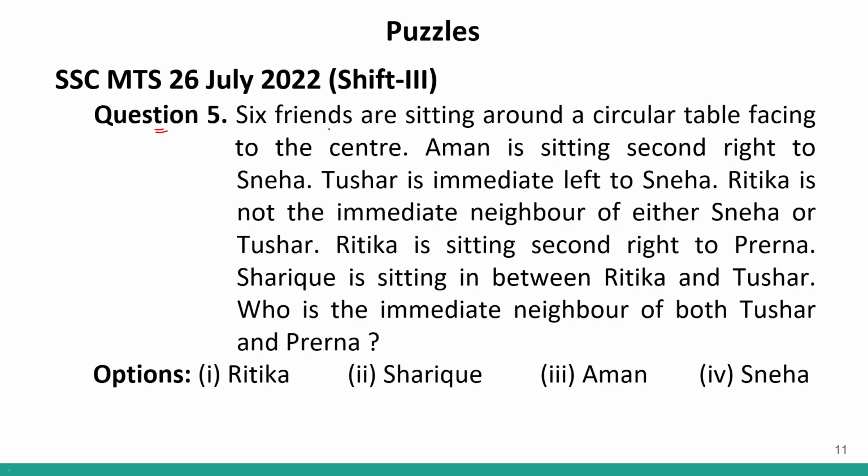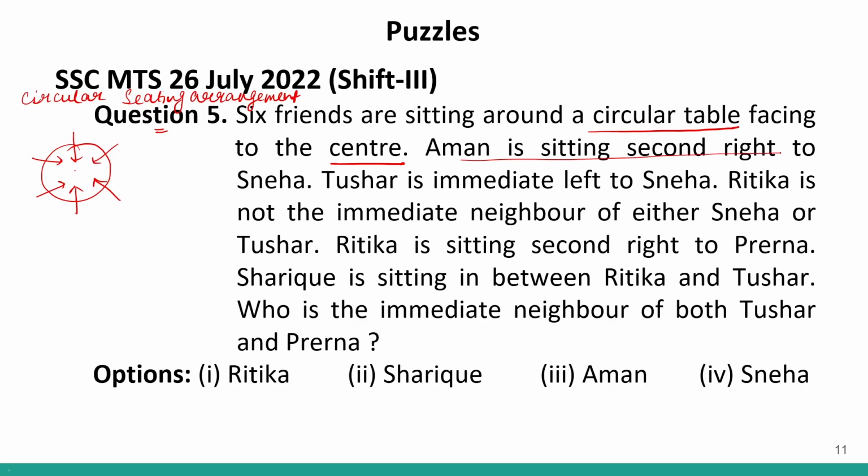Question number 5 says that there are 6 friends that are sitting around a circular table. So again, a circular seating arrangement question. Now, 6 people are there sitting around a circular table facing the center. So, let's say I am drawing over here 6 people. 1, 2, 3, 4, 5 and 6. 6 people are there facing towards the center of the table.